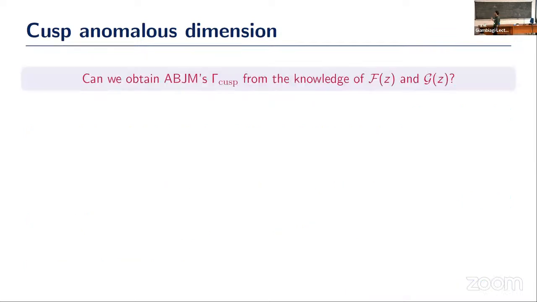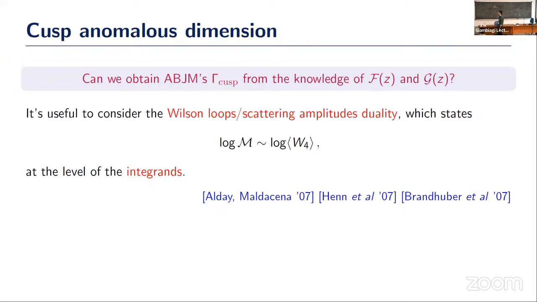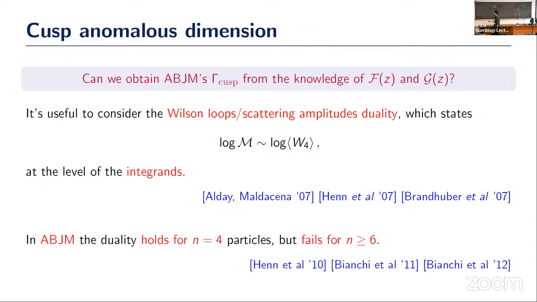So can we obtain the Grassmannian dimension of ABJM from the knowledge of F and G? The answer is that we have to use the Wilson loop scattering amplitude duality, which states that the logarithm of the scattering amplitude is identified with the logarithm of the Wilson loop, in particular the tetragonal Wilson loop, in which the vertices are located at the corresponding dual coordinates. This duality holds at the level of the integrands. In ABJM, this duality holds for the four-particle case, but it has been shown to fail for more than six particles, at least at the level of the bosonic Wilson loop.